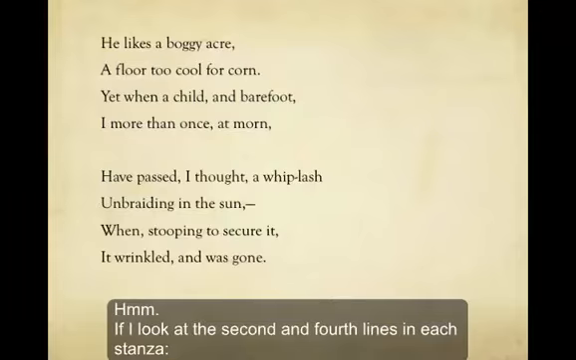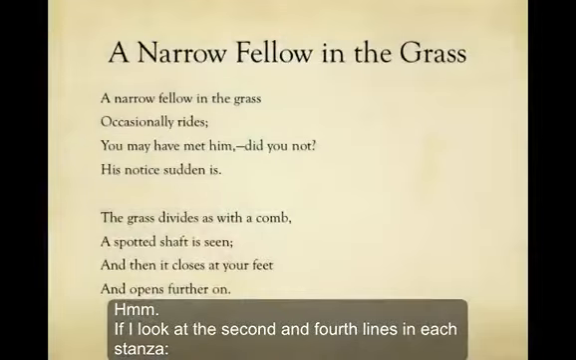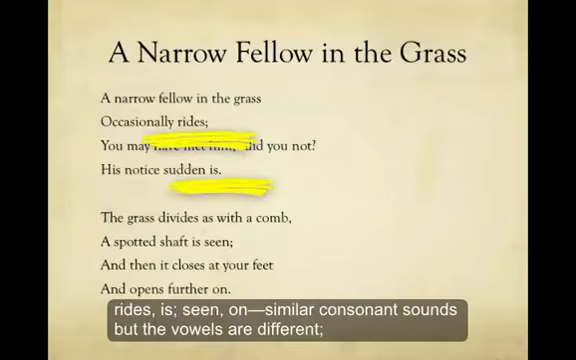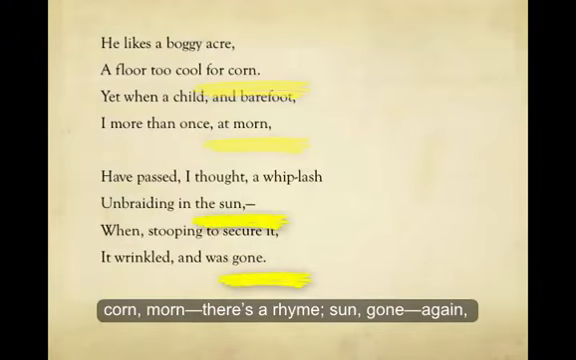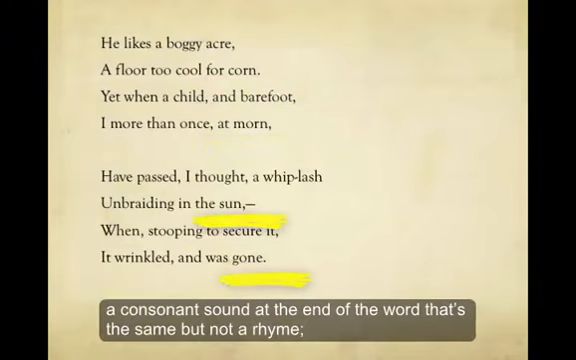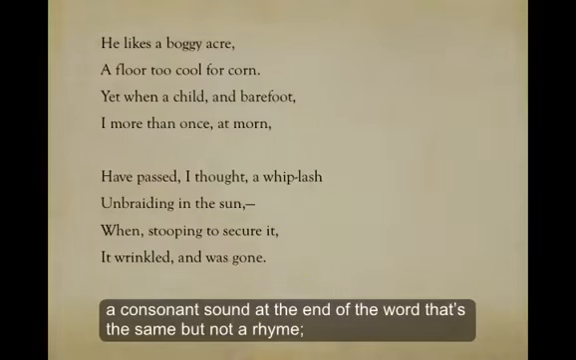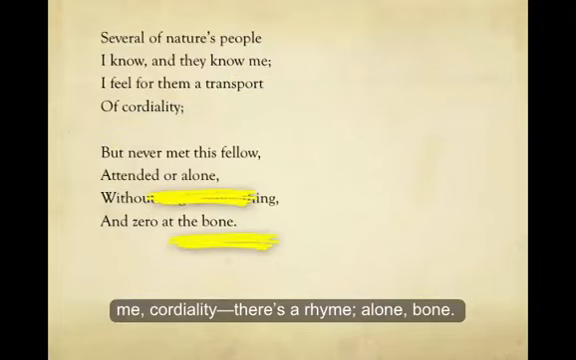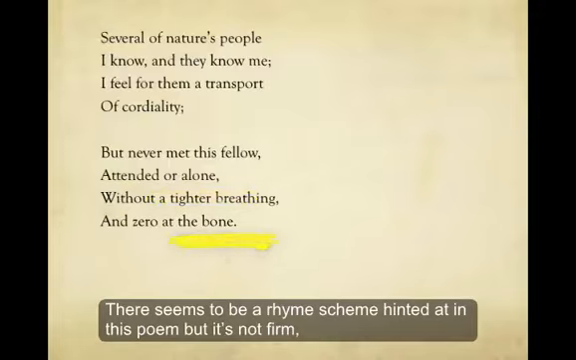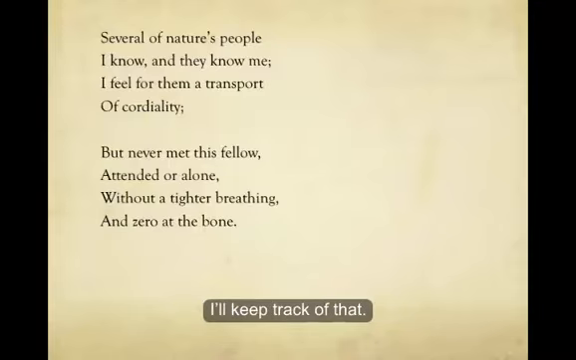If I look at the 2nd and 4th lines in each stanza, rides and is, well, seen, have similar consonant sounds, but the vowels are different. Corn, morn, there's a rhyme. Sun, gone. Again, a consonant sound at the end of the word that's the same, but not a rhyme. Me, cordiality, there's a rhyme. Alone, bone. There seems to be a rhyme scheme hinted at in this poem, but it's not firm, it's not completely regular. I'll keep track of that.